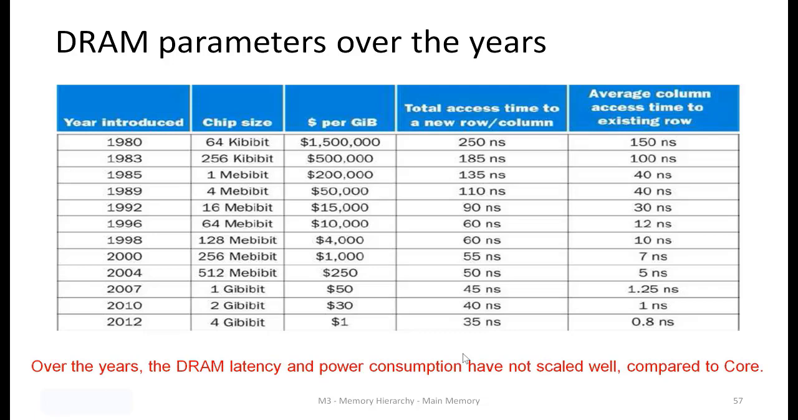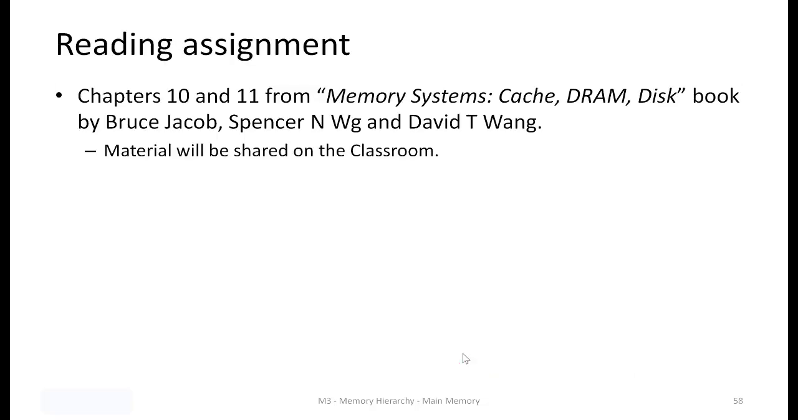But when compared to the scaling of the processors, the scaling of DRAM was not so encouraging, and that's the reason we have the memory wall, where both the latency and bandwidth of the DRAM are bottlenecks for overall system performance. So with that, I conclude the main memory part in the memory system module, the third module of the course.